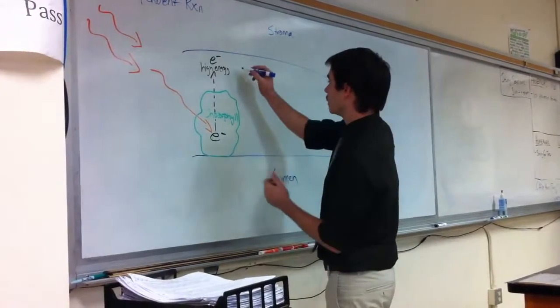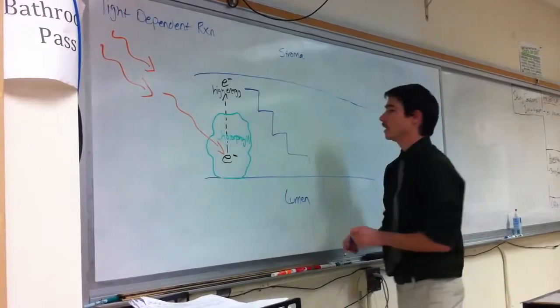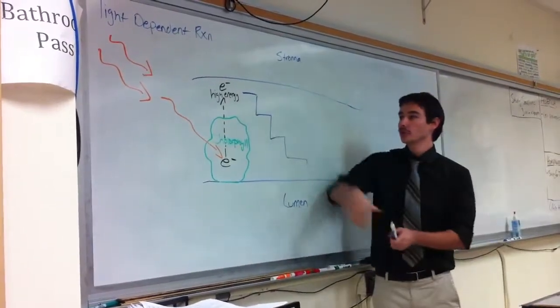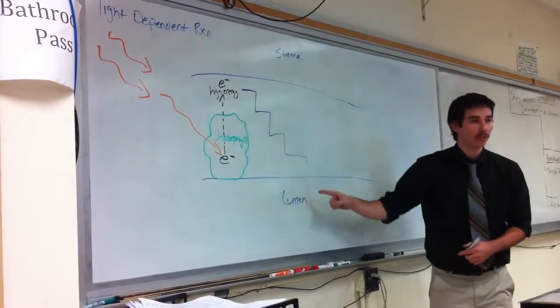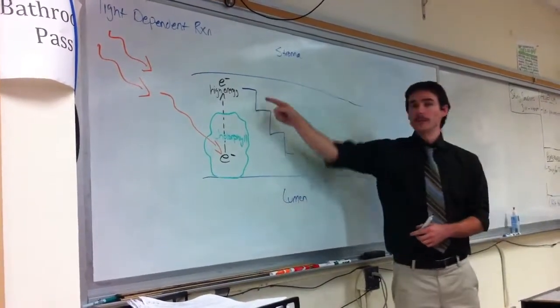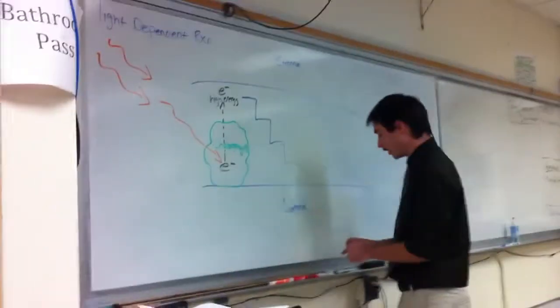We typically draw the electron transport chain like a series of stairs. Realize that this isn't true in terms of spatial organization. The electron isn't actually going down the thylakoid membrane. This is representing the energy. It has high energy, and at the end it ends in low energy. So it's going along.